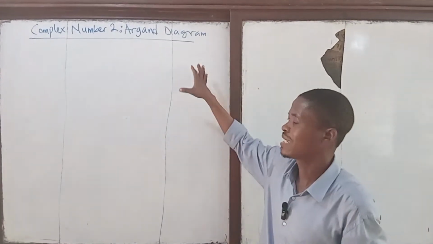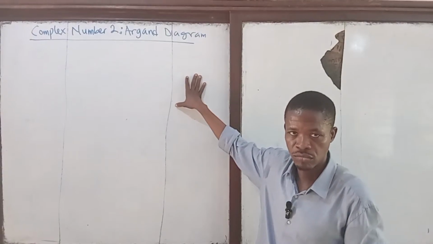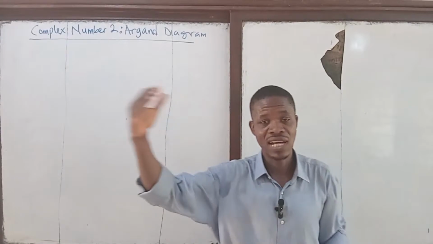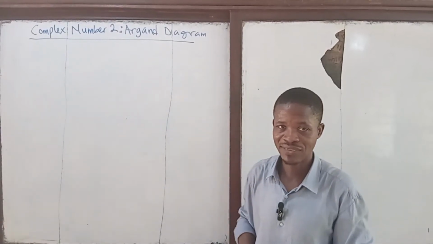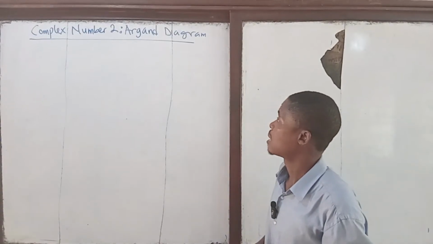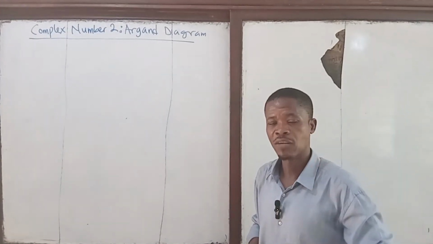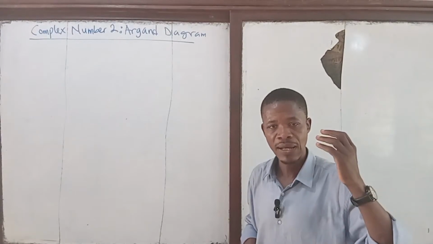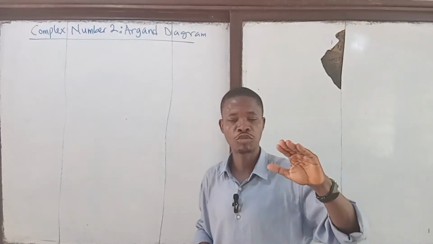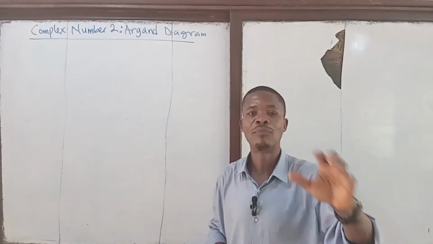We are looking at complex numbers, part two. We started complex numbers yesterday. We're looking at another aspect of complex numbers. We'll be looking at the Argand diagram, the modulus of a complex number, arguments of a complex number, and finding the square root of a complex number.